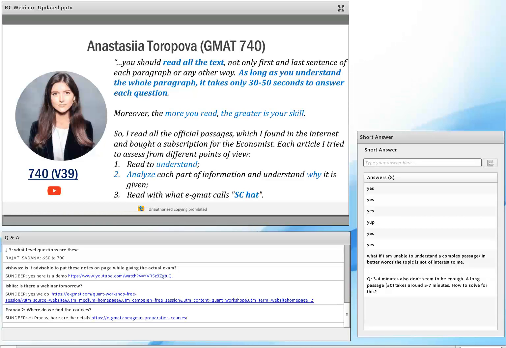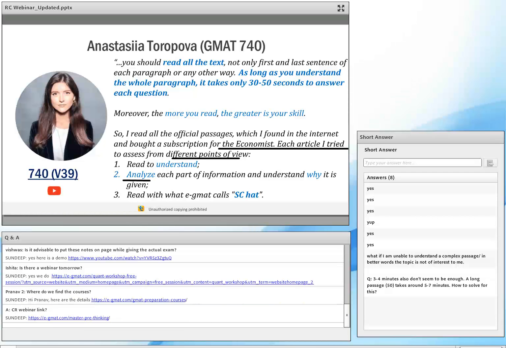All right. And she says, I read all the official passages, bought a subscription for The Economist. Each article I tried to assess from different points of view, which is what we talked about. He said, read to understand, analyze each part of the information and why it's given. There's a reason why each and every part is given, and read with the SC hat in mind.